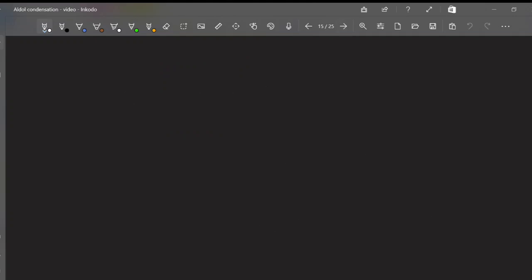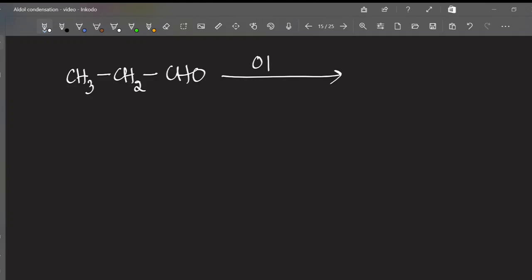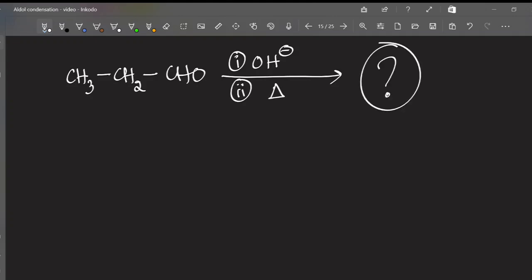Similarly, let us try to understand by taking 2 moles of propanal. In the questions, don't expect this number to be given; they won't give that coefficient. Just by looking at the reaction conditions, we have to know that it is aldol condensation and that we are supposed to take 2 moles. That's it. So here, what is the major product?